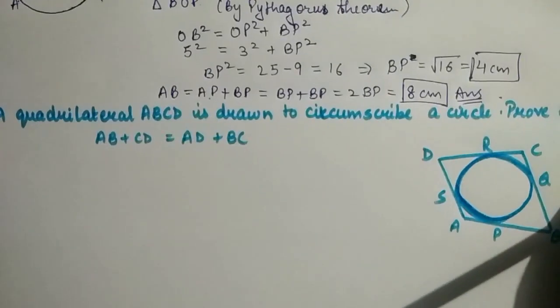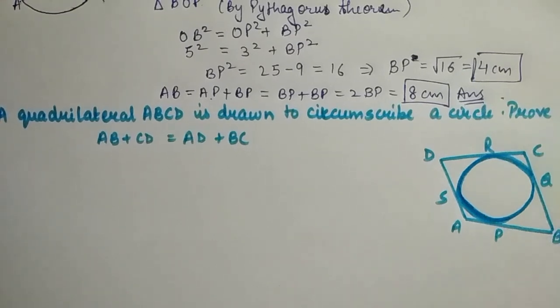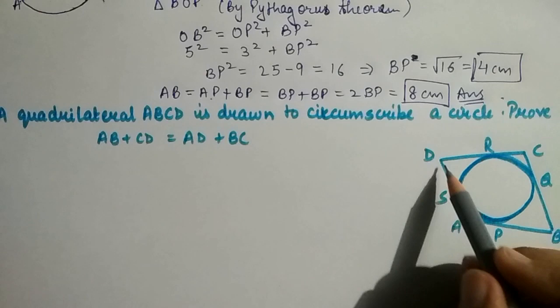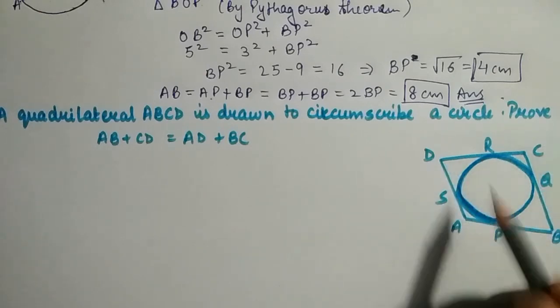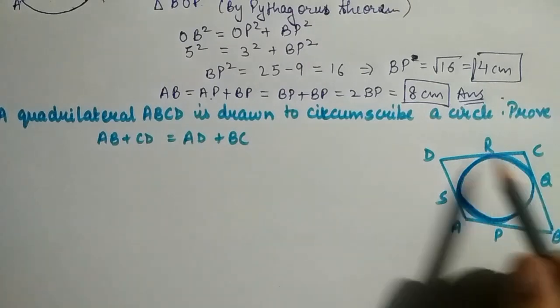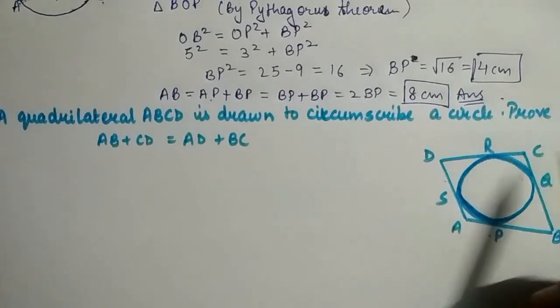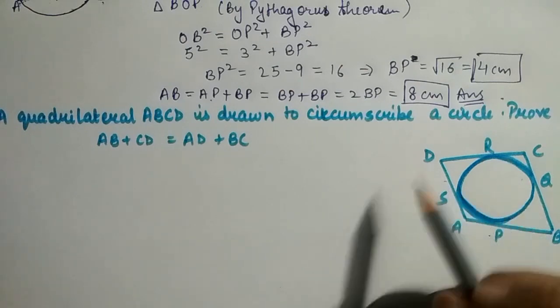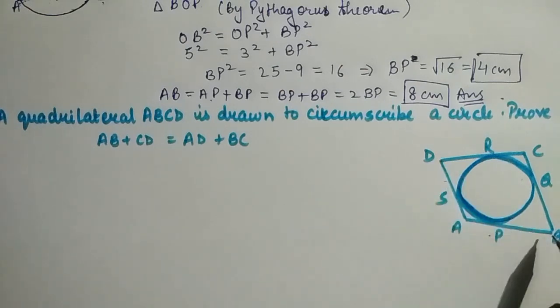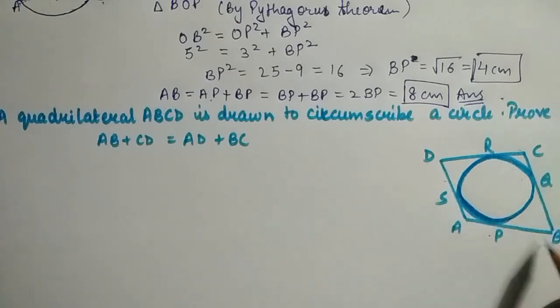A quadrilateral ABCD is drawn to circumscribe a circle. So this is a circle and a quadrilateral is drawn to circumscribe this circle. Circumscribe the circle means the circle is inside the quadrilateral, touching the sides of the quadrilateral. We have to prove that AB plus CD is equal to AD plus BC.